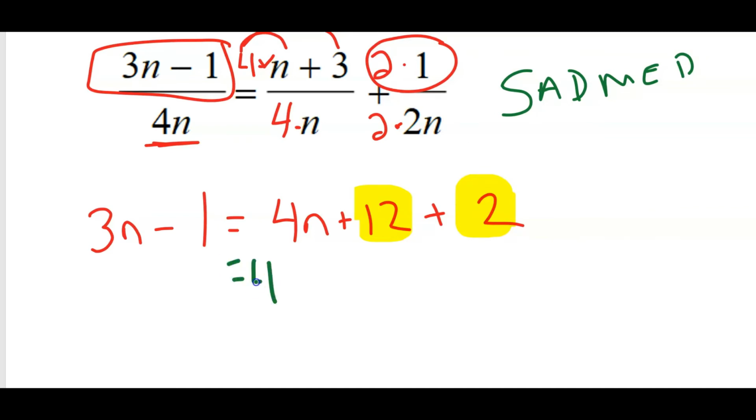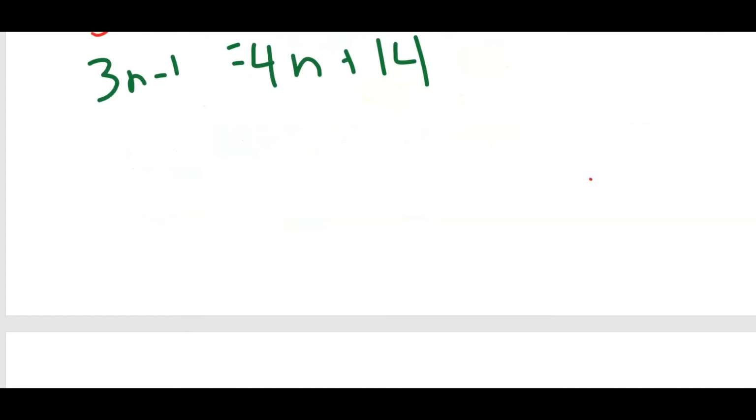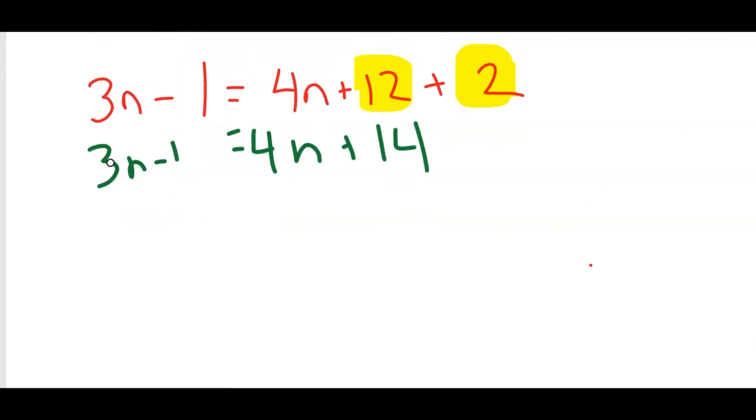12 and 2 gives me 14. And on this other side, I still have 3n minus 1. Okay, so I want to get my variable to one side. Once you've combined all your like terms, see if there's anything you can do to get this variable to one side and keep it positive.